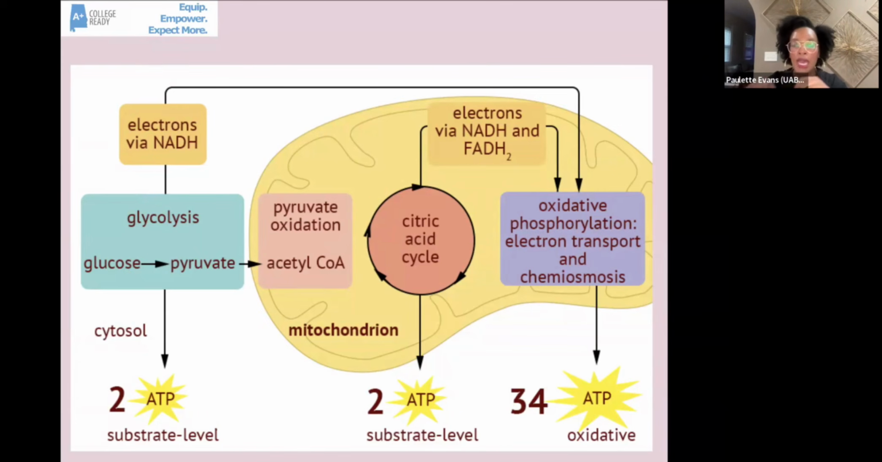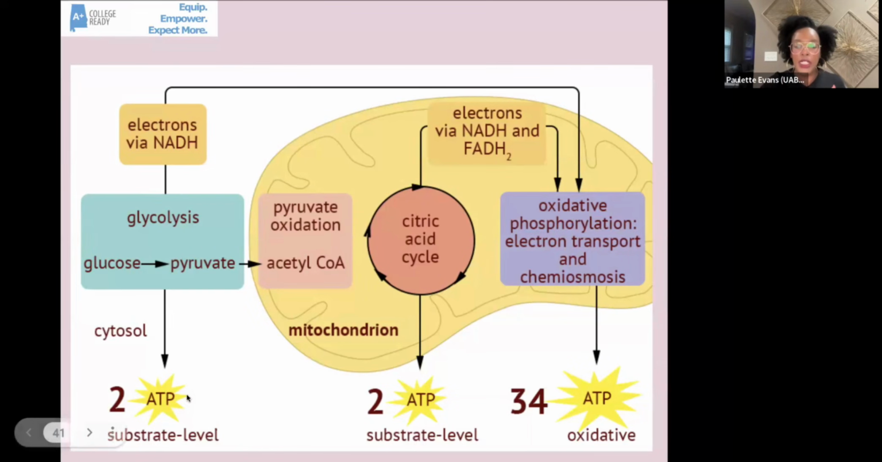Okay, so here's the rub. Every time you break off carbons or break apart or rearrange this glucose molecule, you're going to be extracting electrons out of it. Those electrons are going to go to these electron carriers, NADH and FADH2. Where are they taking the electrons? They're going to take the electrons to the electron transport chain.